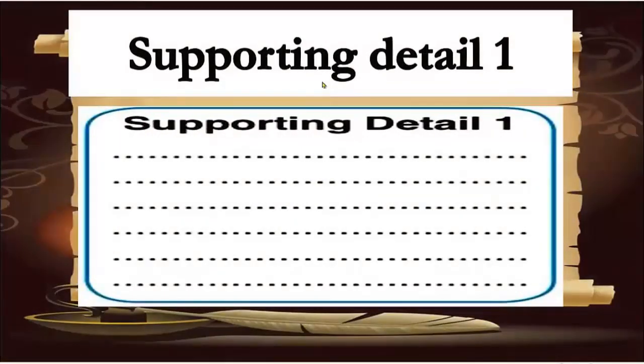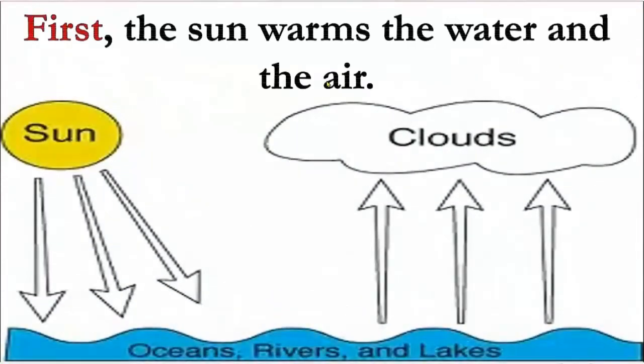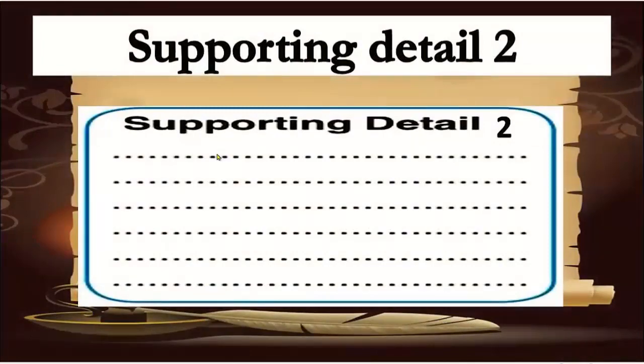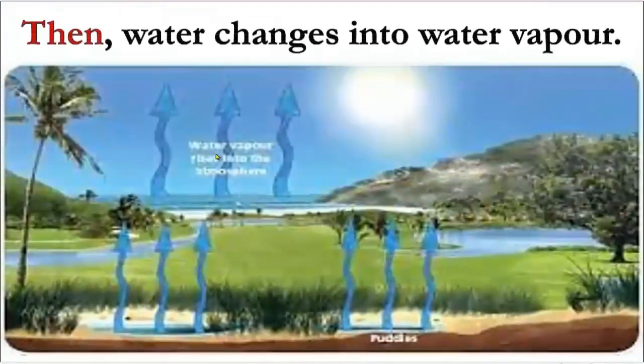Now write the supporting details. Start with supporting detail 1. Okay, for example, first, the sun warms the water and the air. Supporting detail 2. Then water changes into water vapor. Okay, please write these sentences in your workbook. Okay, the second supporting detail is then water changes into water vapor.